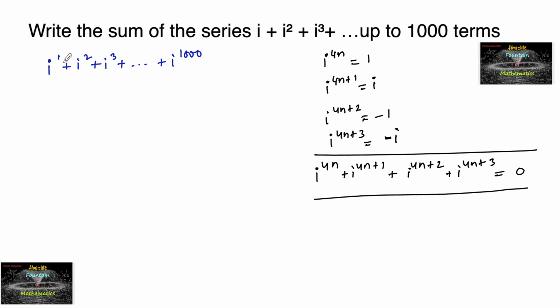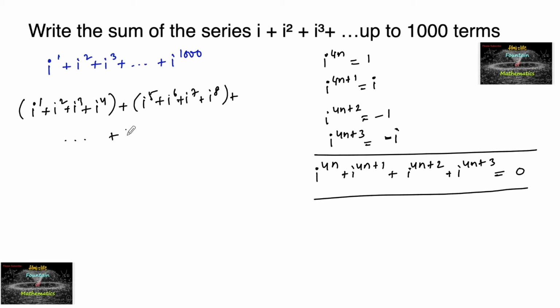Here i to the power of 1, 2, 3 and so on up to 1000 are consecutive numbers, and 1000 is also divisible by 4. So we can write this as i to the power of 1 plus i to the power of 2 plus i to the power of 3 plus i to the power of 4, this is one set, and again i to the power of 5 plus 6 plus 7 plus 8, and so on, i to the power of 997 plus 998 plus 999 plus 1000. We will get all sets of 4, since 1000 is divisible by 4, so 250 sets will be there.